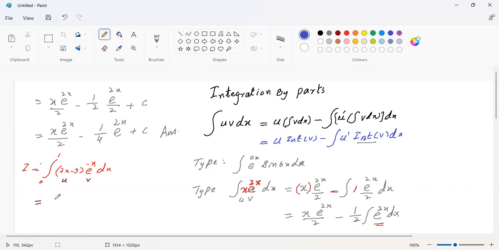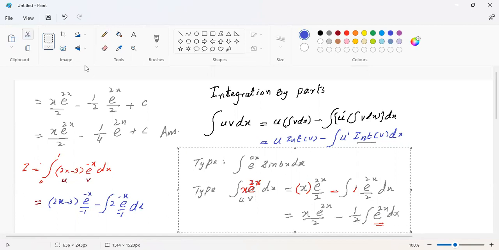So we keep the u as it is, 2x minus 3, into the integral of this, which is e power minus x divided by minus 1, minus the integral, and now the derivative of this expression, which is 2. The derivative of 2x minus 3 will be 2, and the integration again of e raised to power minus x is e power minus x divided by minus 1, into dx. So we complete the first step of this integration.